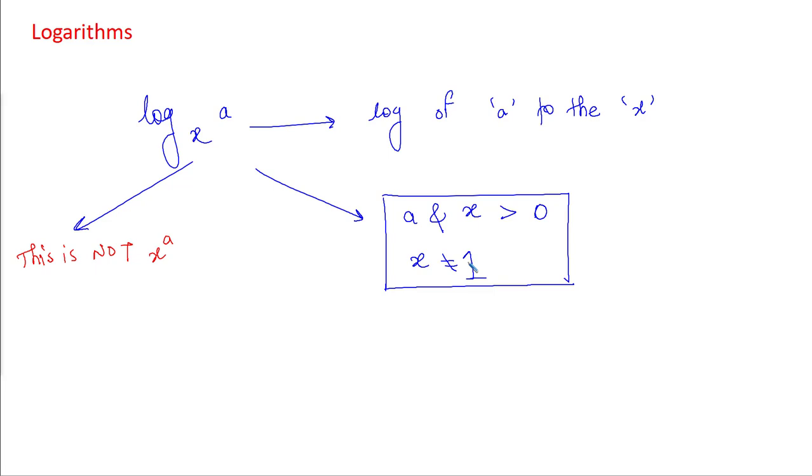And the base is x here. The base has to be positive. The base cannot be 0, the base cannot be a negative number, and along with that the base cannot be equal to 1. So base x is always going to be a positive number, but it is not equal to 1.